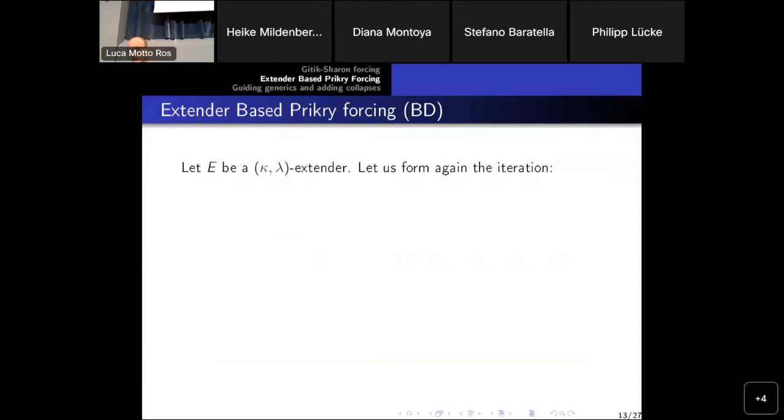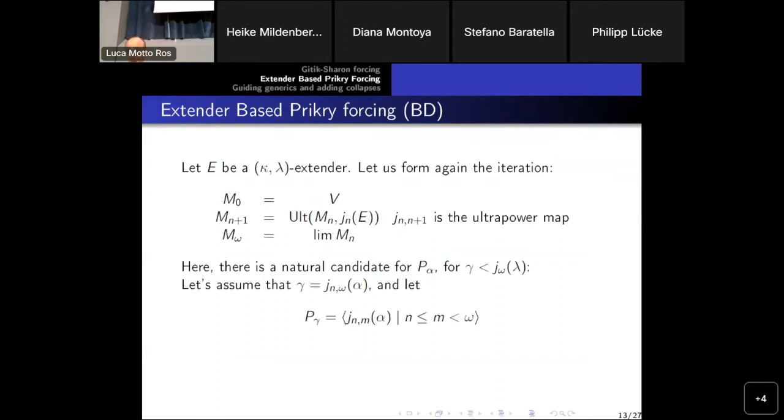And we, again, are doing an iteration. We start with V, we take the ultrapower, we move the extender, again and again, we take the direct limit, it's going to be well-founded, and what is going to be our P? Okay. So for each gamma below the eventual length of the extender, we would like to get a sequence. But there is a problem here.